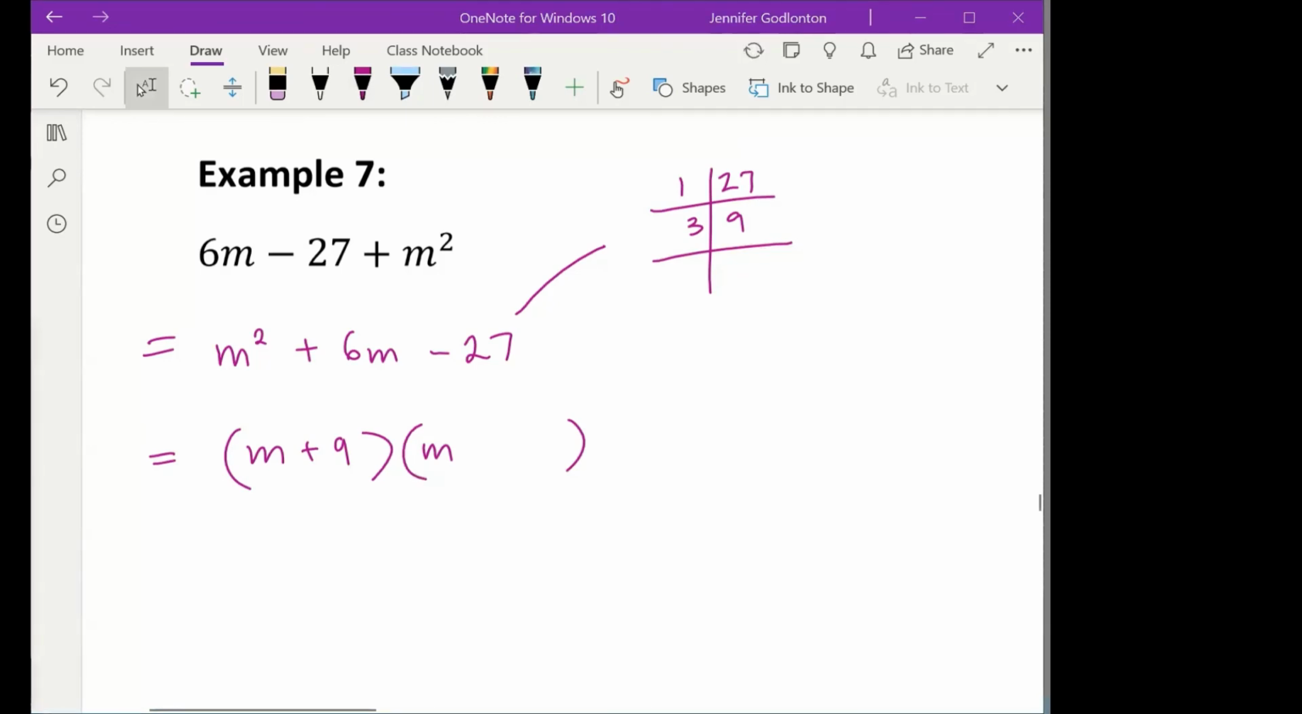M minus 3. Yes, beautiful. M plus 9, M minus 3. Nice job, guys. Excellent, excellent.